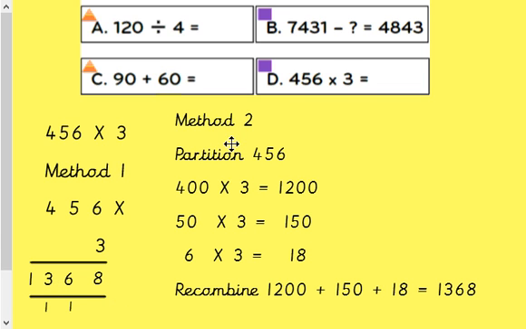Second method will be all about partitioning. If I partition 456, I would get 400, 50 and 6, and I'd need to multiply each of those by 3 because that is the number that we're multiplying by in the question. So 400 times 3 would be 1200. 50 times 3 would be 150, and 6 times 3 would be 18. And if we recombine those numbers, we would get 1368, exactly the same as our abstract answer.